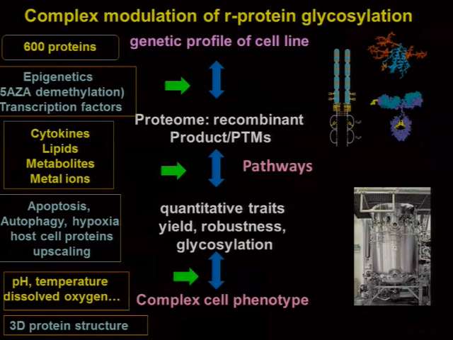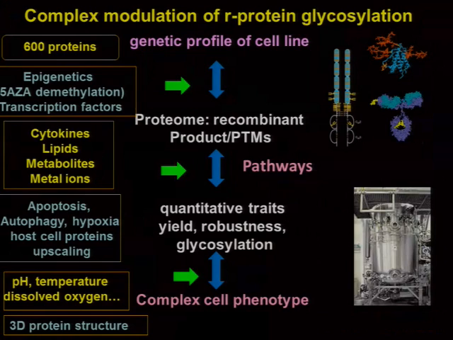Epigenetics is important. If you start to demethylate, you will change, for example, sialic acid content. Cytokines, lipids, metabolites, metal ions, change the levels of those and you will affect glycosylation. Cell death, as we just saw, autophagy, hypoxia, post-cell proteins, upscaling, all of these affect glycosylation, pH, temperature, dissolved oxygen. So not only do these things affect the 3D protein structure, they also affect the glycosylation.